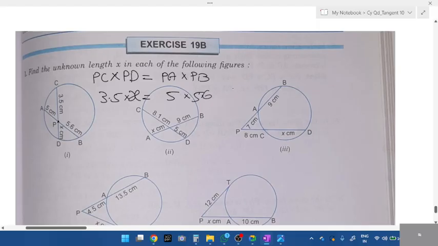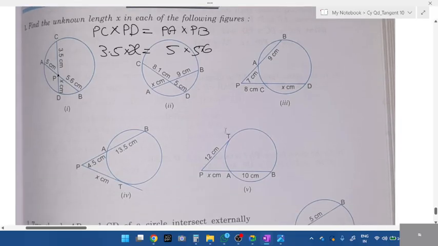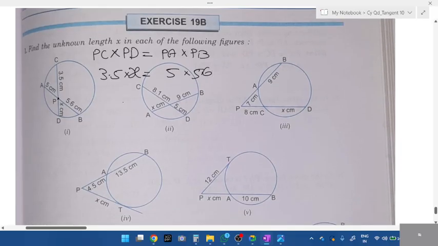This is MCQ, students. All these questions are for MCQ. Next, tell me the value of X. Remove the decimal. 35 divided by 10 is equal to X. Here what do you get? 5 into 56 divided by 10. Only two questions. We'll solve only two. How do you find X, students? 5 into 56 by 10.